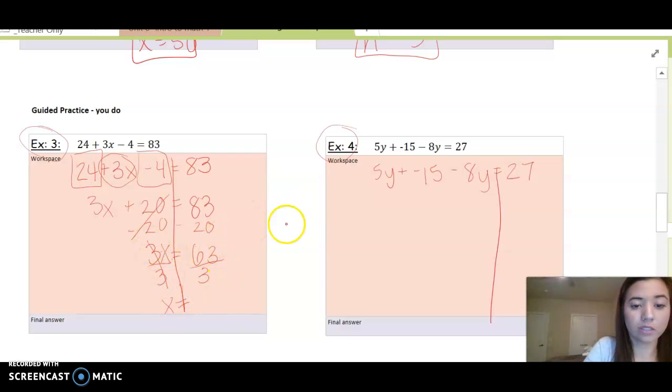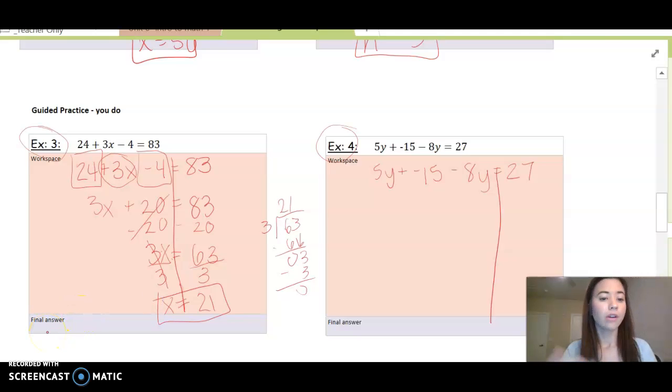X equals, see, I don't know that off the top of my head. 3 goes into 6 2 times. That gives me 6. Putting down the 3, 3 goes into 3 once. Alright, so that means my answer is 21.